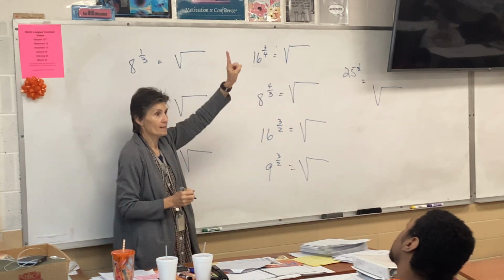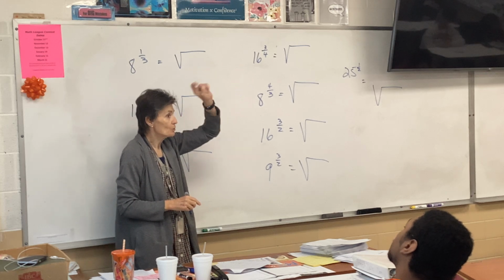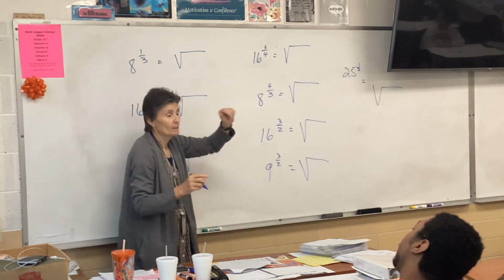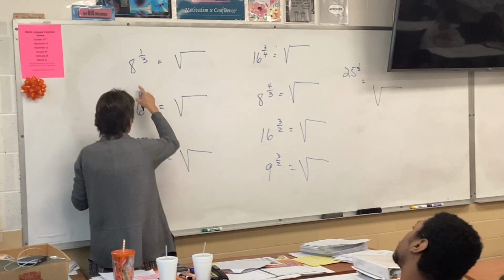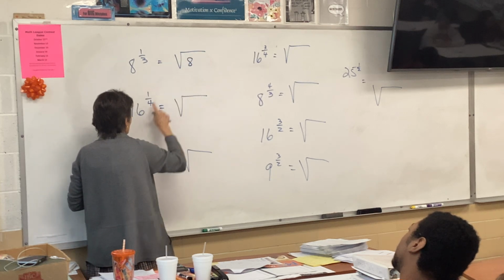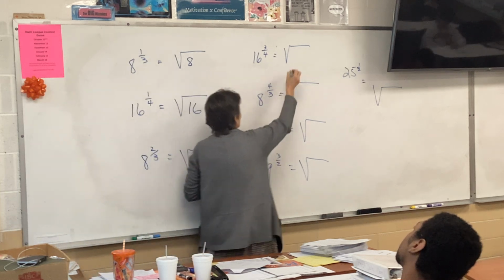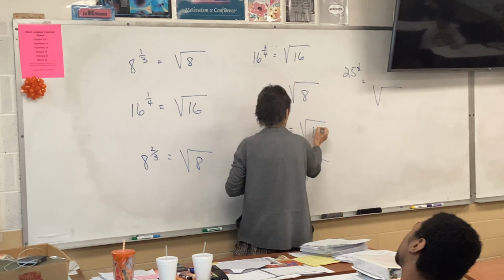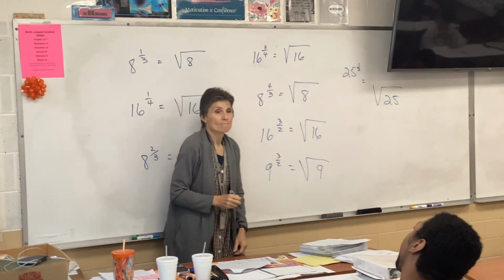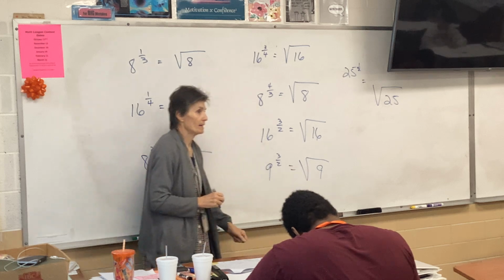Okay, so what's the first thing? If we don't know this, we're gonna make a note of it. If the exponent's a fraction, you have a radical. Some kind of root. Whatever the base is, that's what's under the radical. So this is gonna have an 8 under it. This is gonna have a 16 under it. This is gonna have an 8, a 16, an 8, a 16, a 9, and a 25. Okay, you good on that? Gonna be a radical, and the base number is what goes under the radical.